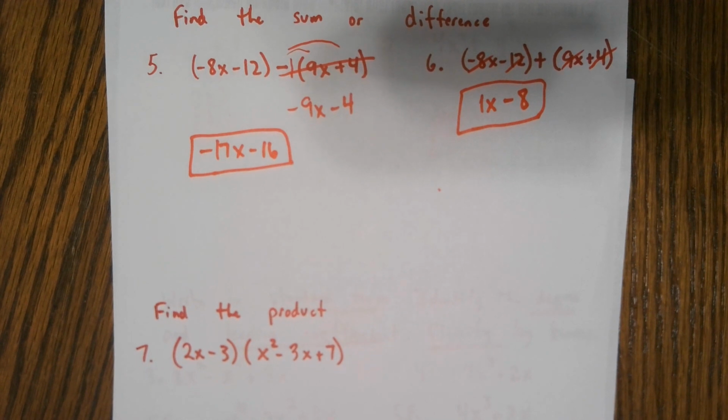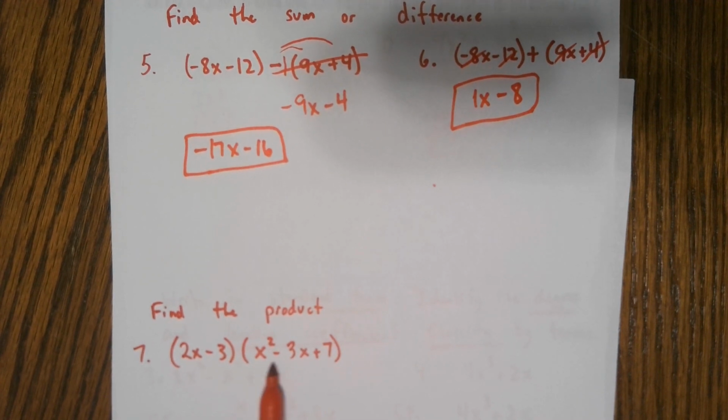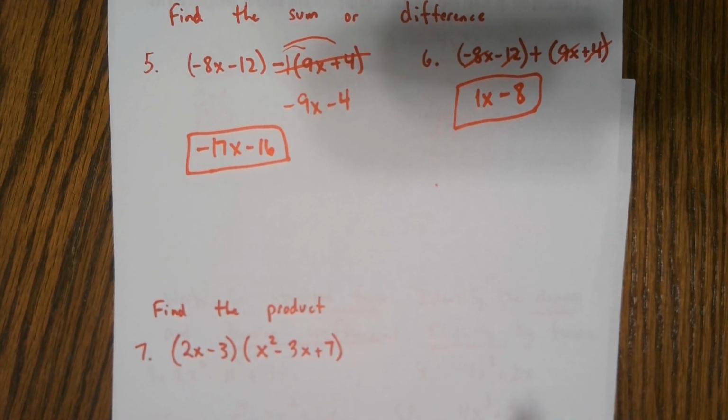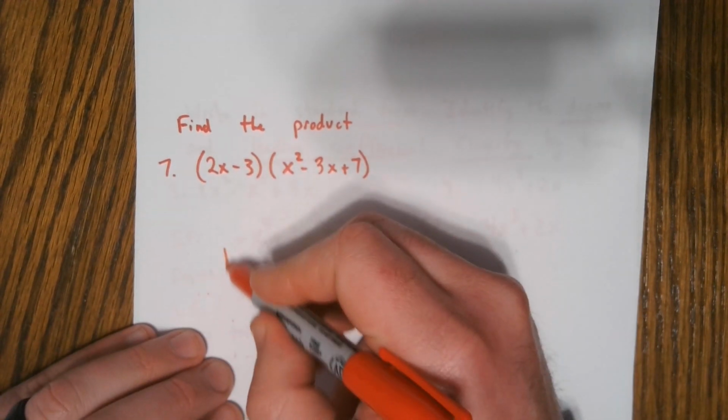Next question here says find the product. And I have 2x minus 3, this quantity multiplied times x squared minus 3x plus 7. Product means multiply, so I'm going to multiply this times this. When I'm doing this, there's a couple different ways we can do it. I'm going to use the box method.